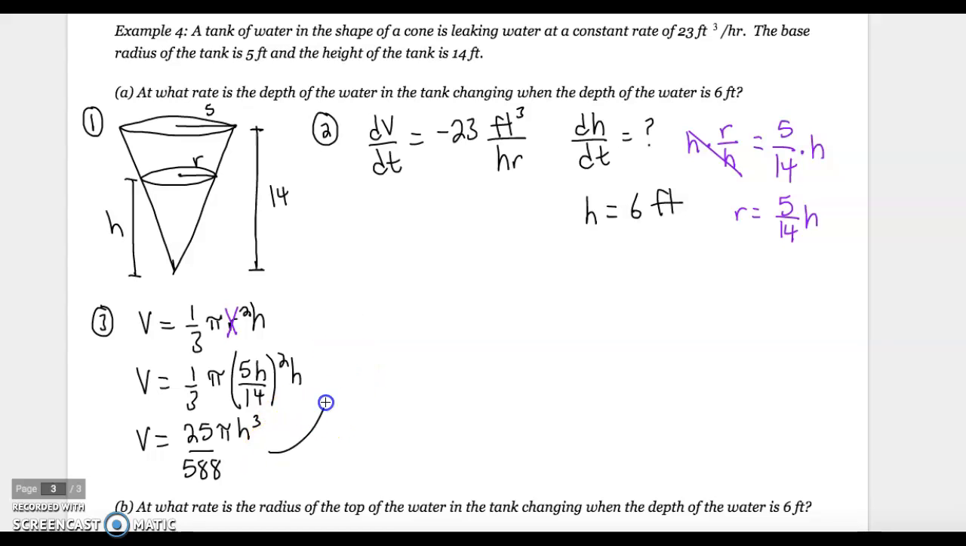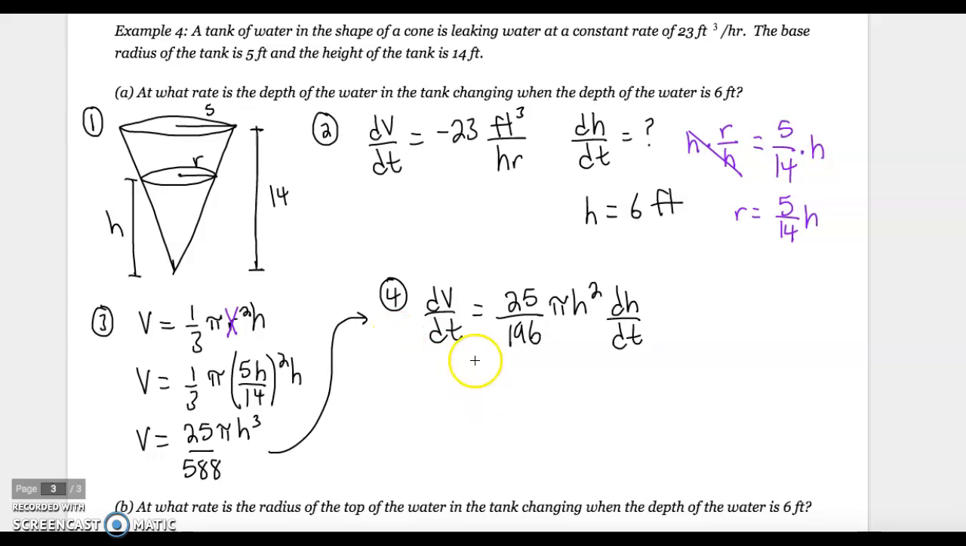All right, so now step 4, we're going to take the derivative of this, implicitly differentiate it. So we'll have dV/dt equals, and the derivative of this would be bring the 3 down, and let's simplify that fraction right off the bat. So 3 times 25 divided by 588 really becomes 25 over 196. Pi is still there, and now it's an h squared, because I just brought that 3 down and multiplied it by this number. And then dh/dt.